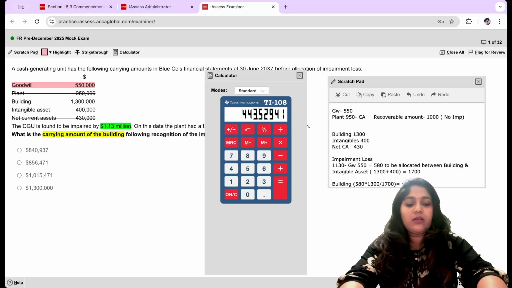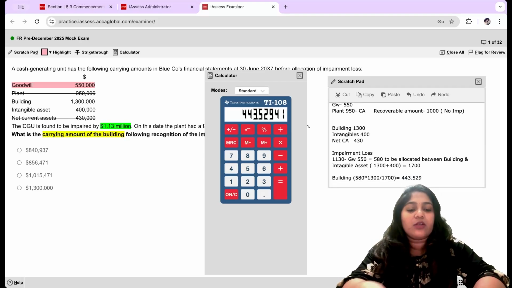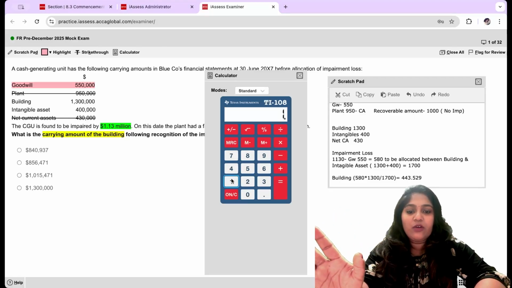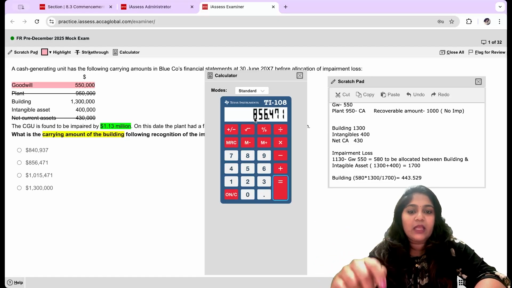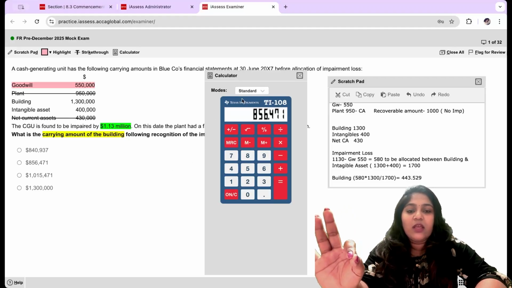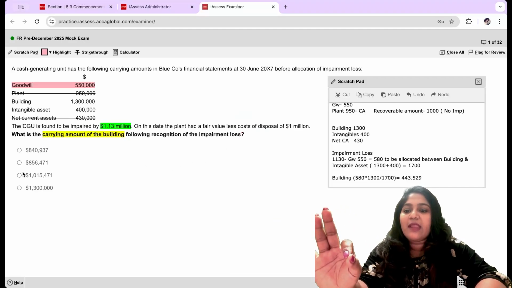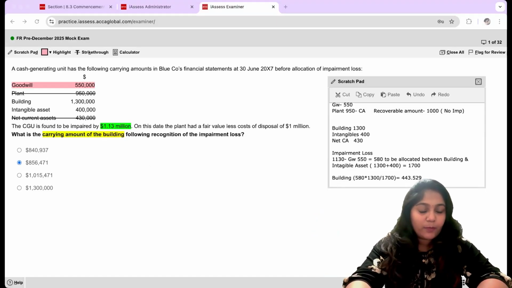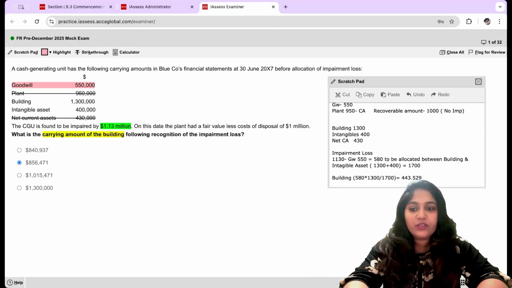I have 443.529 impairment loss. After impairment loss, what will be the carrying amount, guys? I had an asset worth of building of 1.3 million. In that, approximately 443.529 has been impaired. The remaining carrying amount would be 856,471. The answer for this question should be 856,471. You shouldn't be wasting your time, right? So right after that, we can move to the very next question.